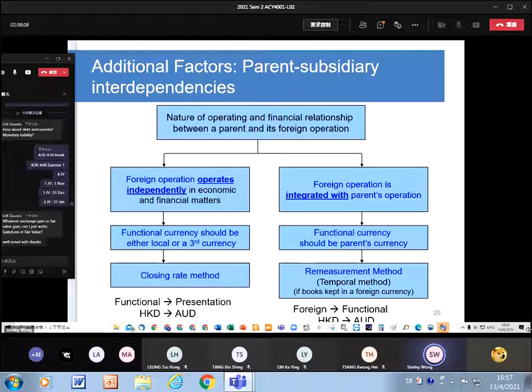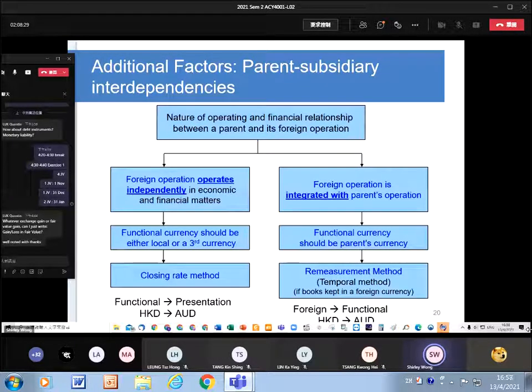Okay, any questions about that? So for case 1, because it chooses functional currency as Hong Kong dollar, when they present the financial statements to Australia, they need to present in AUD. Therefore, it is a change from functional currency to presentation currency. How about in case 2?